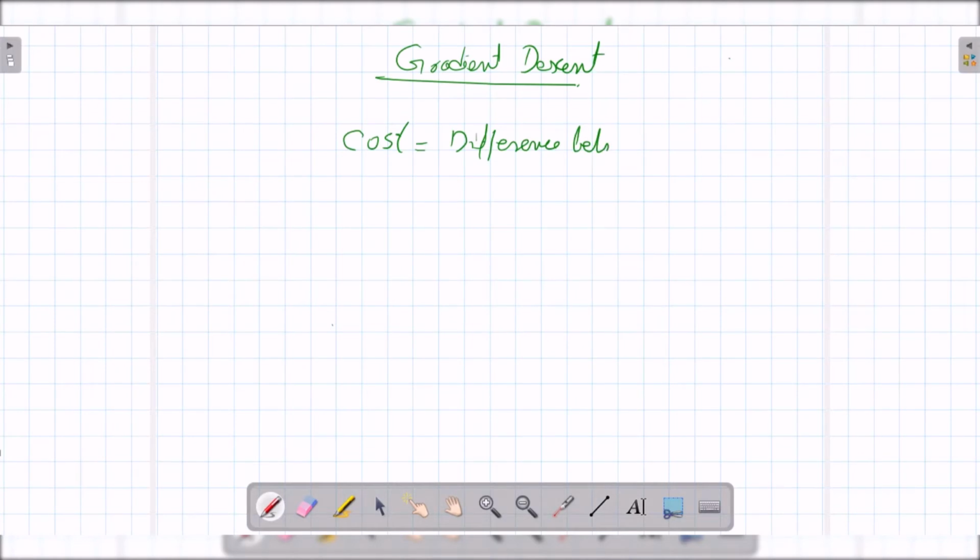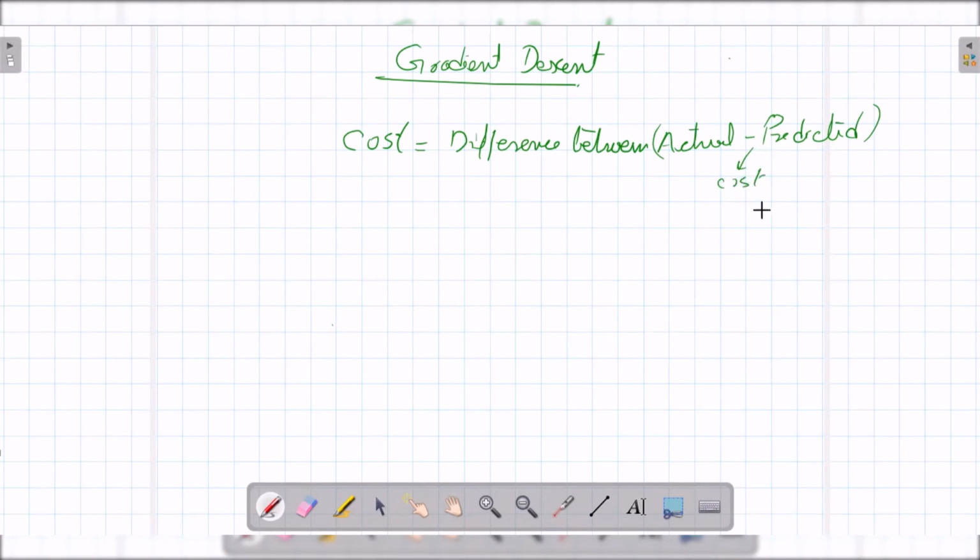difference between your actual minus the predicted value. So this equals your cost.